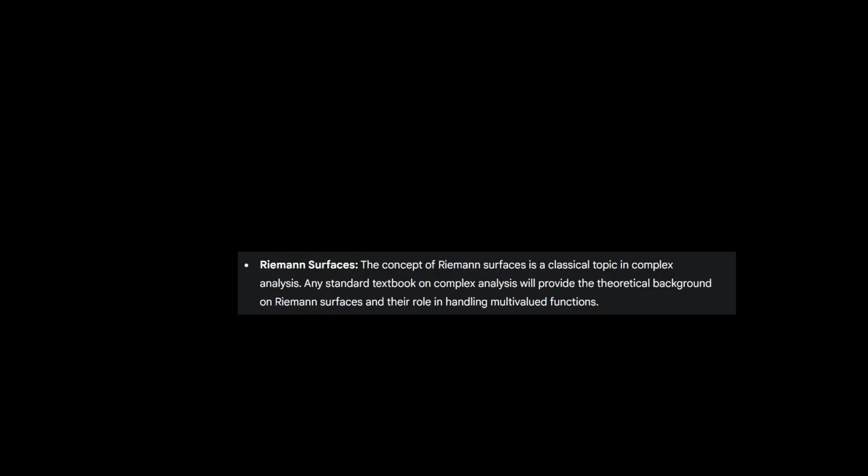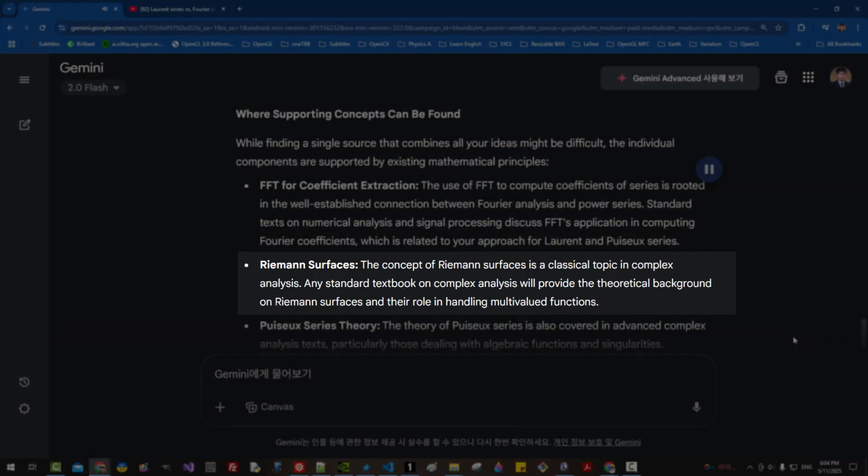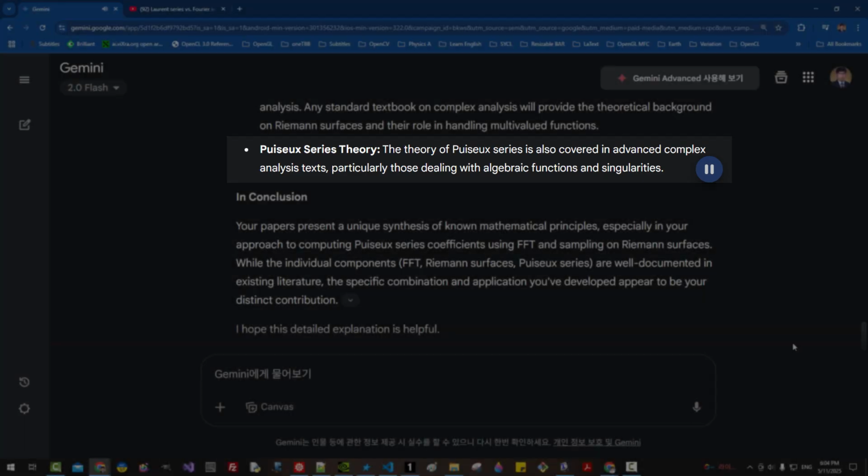Riemann surfaces. The concept of Riemann surfaces is a classical topic in complex analysis. Any standard textbook on complex analysis will provide the theoretical background on Riemann surfaces and their role in handling multivalued functions. Puiseux series theory. The theory of Puiseux series is also covered in advanced complex analysis texts, particularly those dealing with algebraic functions and singularities.